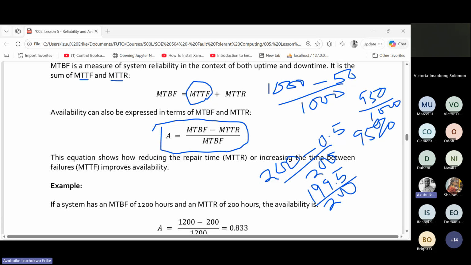So if you take 199.5 divided by 200, can somebody help me with it? Okay, 199.5 divided by 200. So you notice that this one now is 99.75%. I hope this illustration makes sense.